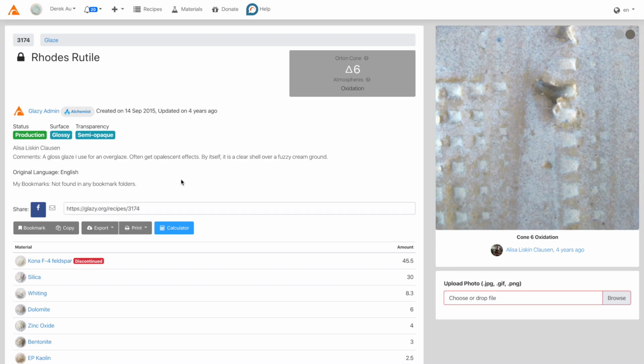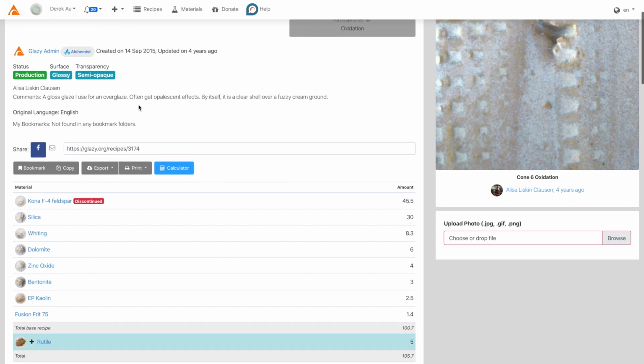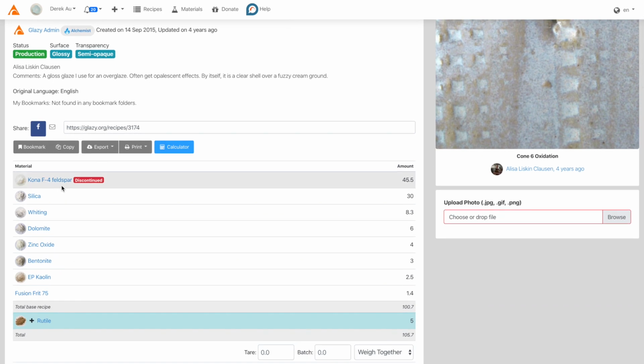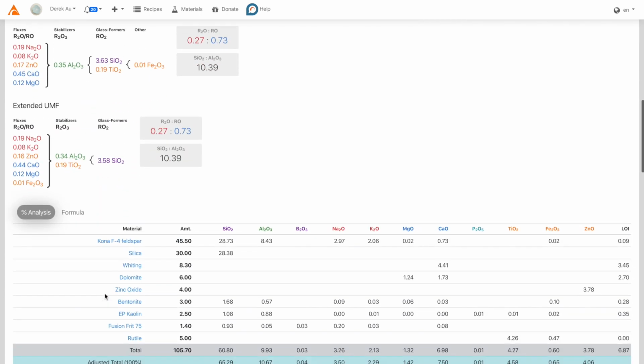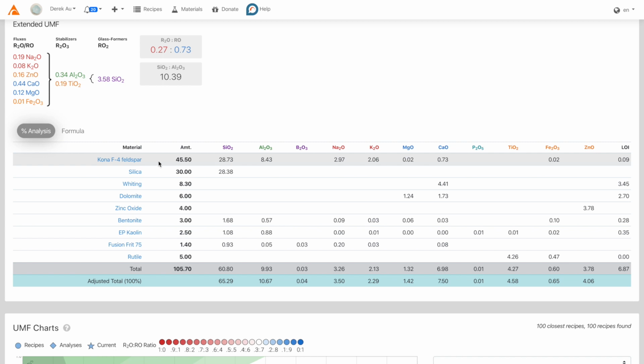Say we come across a glaze recipe that we don't have some of the ingredients for. For example, this Rhodes Rutile. I don't have Kona F4, and I don't have Fusion Fritz 75. If we scroll down to the chemical analysis, we can see what each material contributes to the glaze.